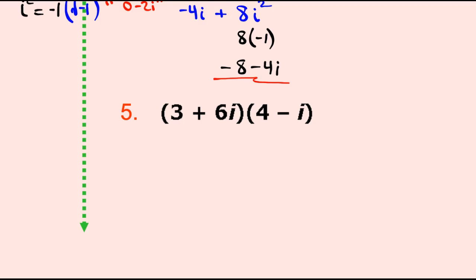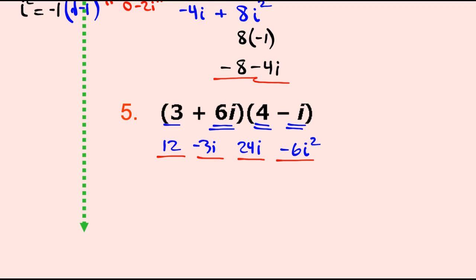Yeah. This one we got to FOIL out. So first ones, 3 times 4 is 12. Last terms, 3 times negative i is negative 3i. Middles, 6i times 4 is 24i. And the last terms, 6i and negative i are negative 6i squared.